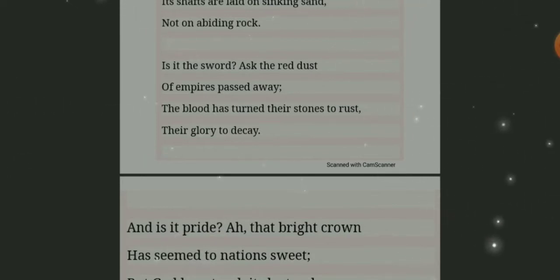Okay, people have been killing each other on that land or sand, right? तो इतनी empires passed away हो गई, ख़त्म हो गई, ठीक है? The blood has turned their stones to rust. इतना खून बहा ज़मीन पे कि उसको जंग लग गया. ओके, उसको रस्ट पड़ गया, ऊपर स्टोन्स को रस्ट पड़ गया. Their glory to decay. Okay, their glory, their pride, their might, right? Their everything they lost. Okay, everything got destroyed.